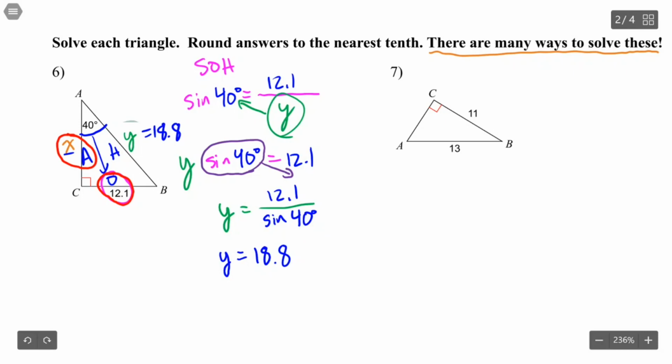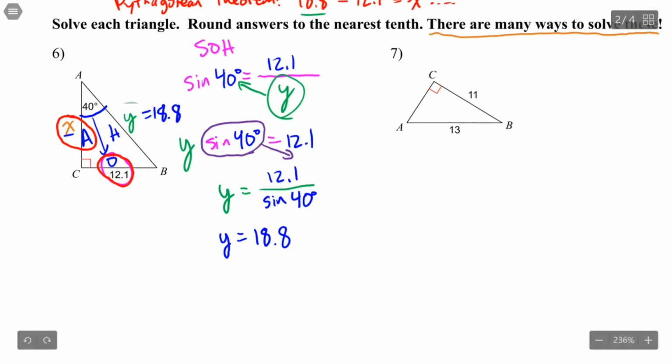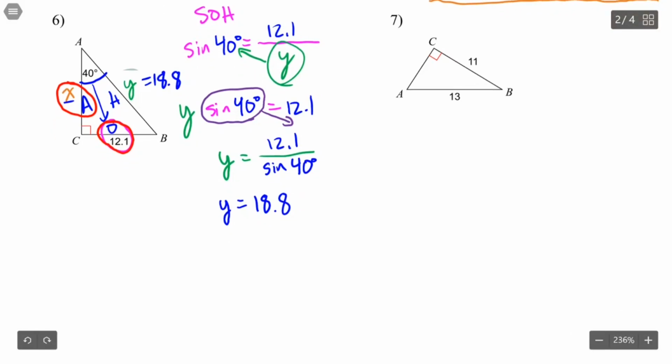That said, if you aren't a huge fan of SOH CAH TOA, you could use Pythagorean Theorem, is another choice. So at this point, I could do 18.8 squared minus 12.1 squared is x squared and go from there. But I'd really rather not use this 18.8 if I don't have to. And I don't have to, so I'm not going to. I'm going to use CAH.